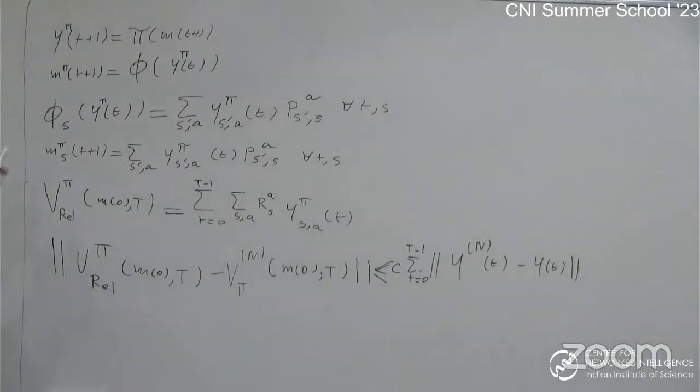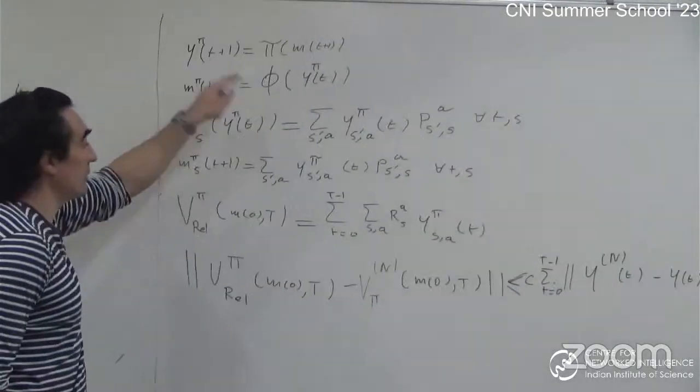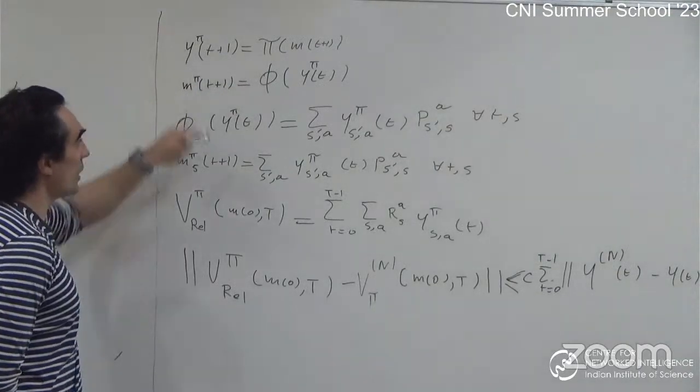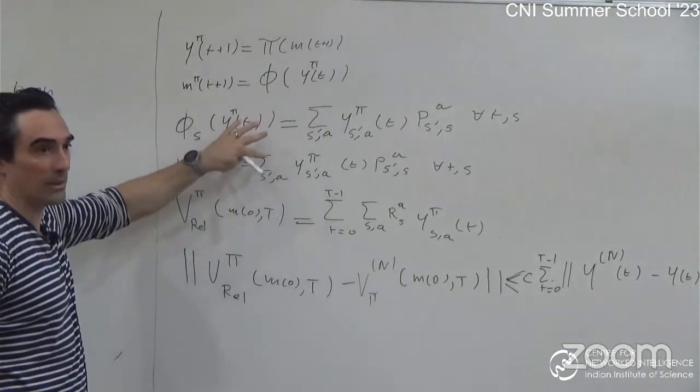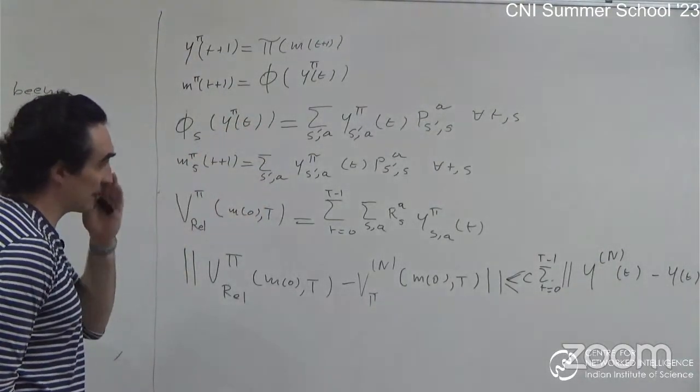So now I will explain perhaps a bit more what this phi is and why we are looking at this, right? Just note that it's coming from the LP, but now I will explain where it's coming from.